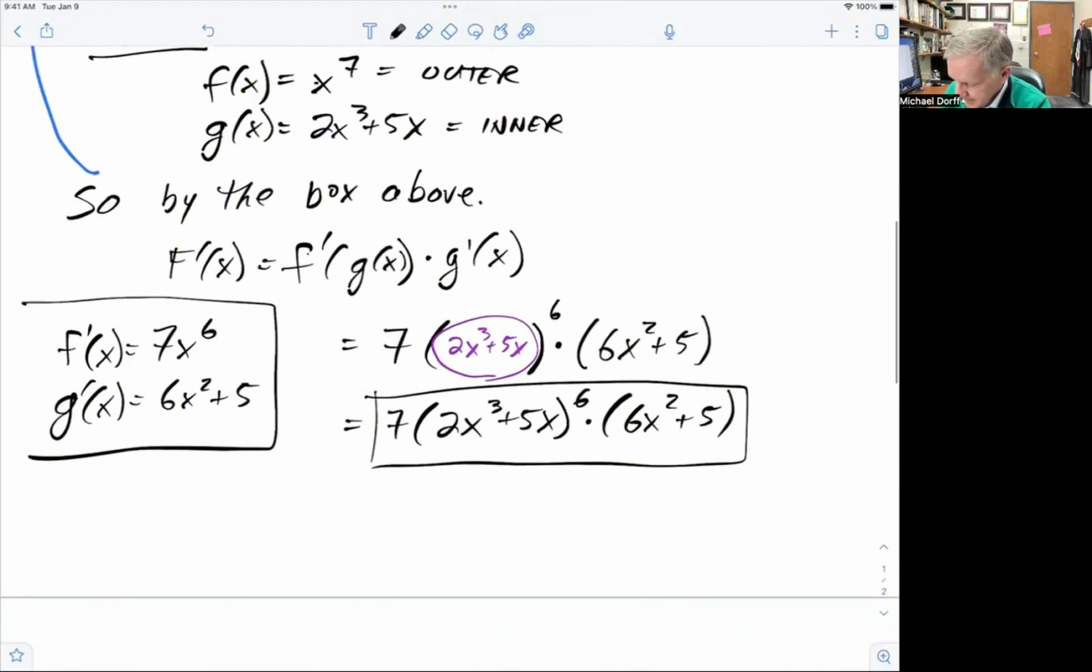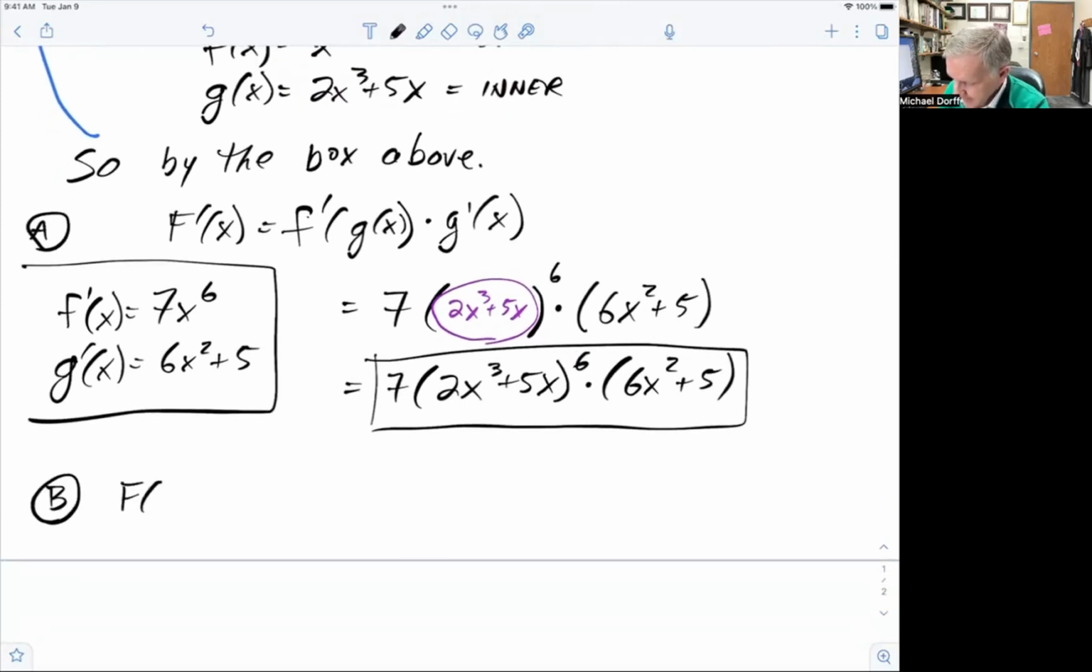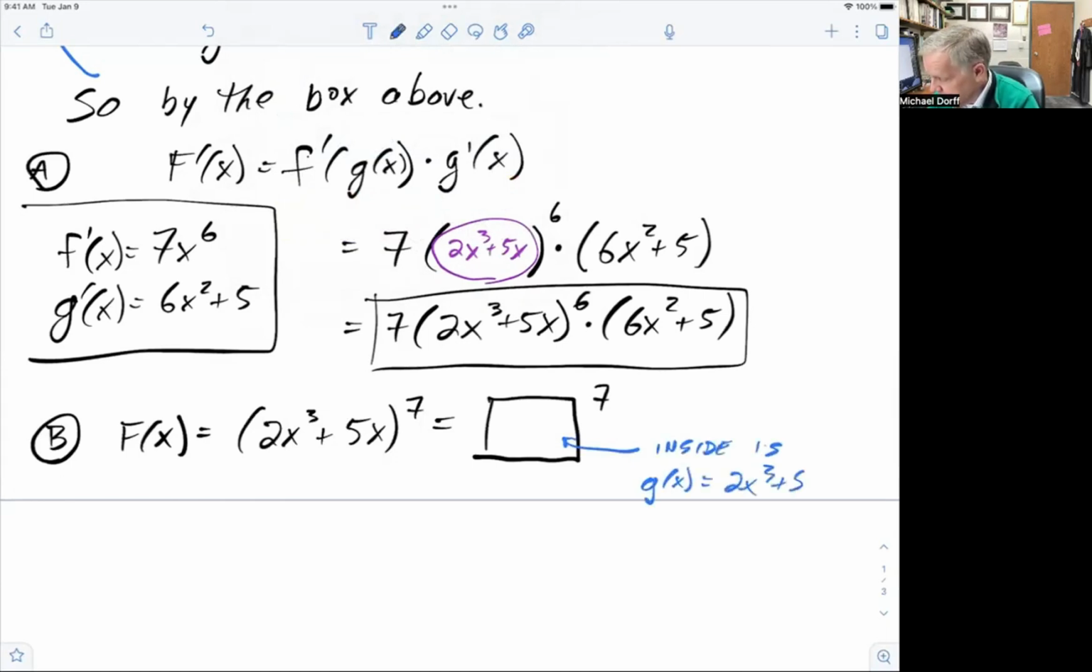Another way to do it is I like to think of this as a box. So I'm going to call this approach A, and then here's approach B. Both of these ways work. Again, f in this case was 2x cubed plus 5x to the seventh power. So I can think of that as a box to the seventh power, where inside the box is the inner function. That's why I like to call g the inner function. So inside my box, I have 2x cubed plus 5x, and then outside I have my box to the 7th power. So inside is g of x, which is 2x cubed plus 5x.